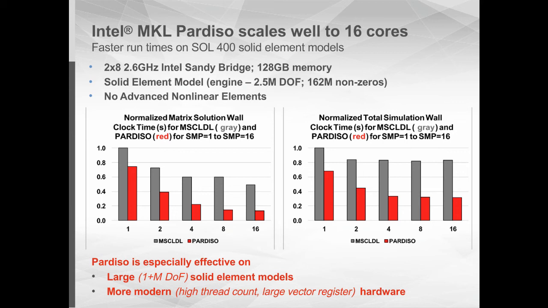On the right, we see the normalized total simulation wall clock time. And what we see here is that we get about a factor of 2.5x performance improvement by using Pardiso. Of course, again, Amdahl's law says that the factorization is not the only thing going on within the simulation. There are other aspects of the simulation. So we don't get the 3x performance improvement, but we get about a 2.5x. As we see at the bottom, Pardiso is especially effective on these large solid element models.